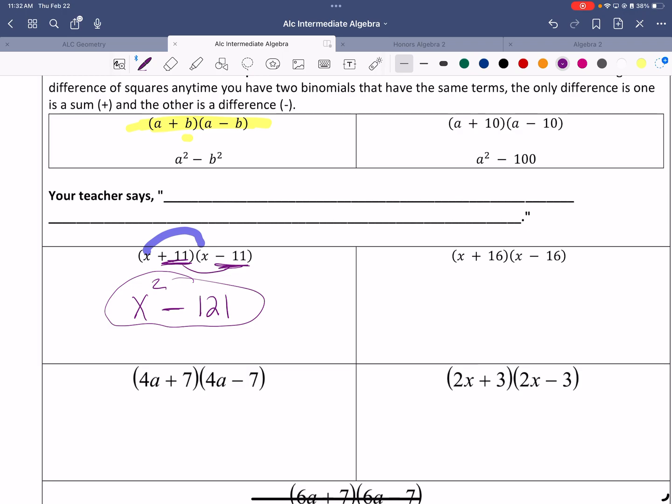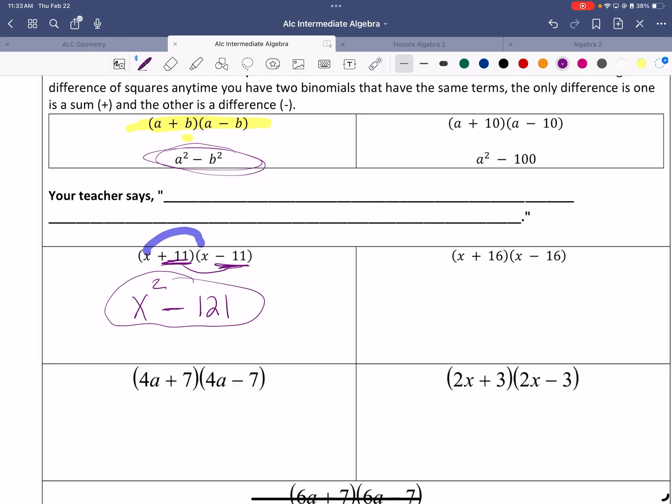But that's your solution. The easiest way I can tell you to do this is to not think of it in the form a squared minus b squared. That's going to mess you up. Think of it as first term times first term, last term times last term. But again, it's a shortcut. The shortcut can only be used if the terms are the same and the signs are different.